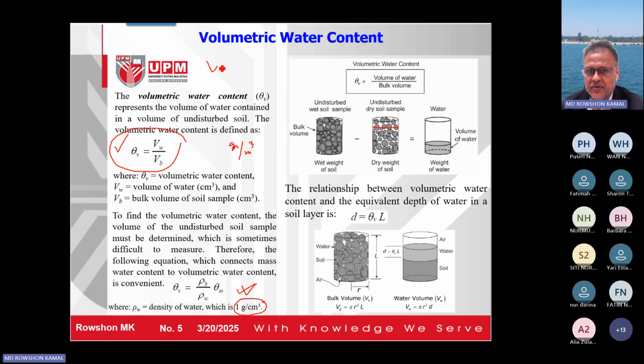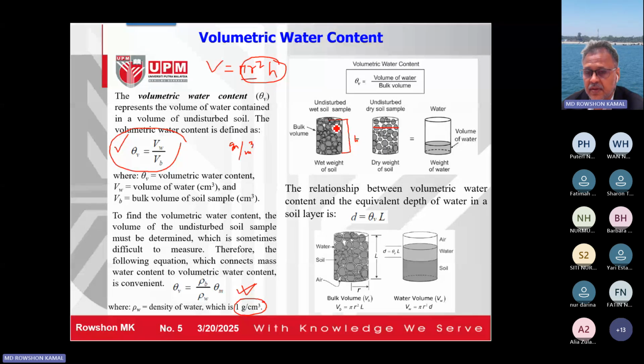Okay, because V is what? V is pi r square H, is it? So r means the radius of this cylinder, inside radius or inside diameter, or you can say pi d square by 4 into H. Okay, and then H is the height of the soil column. Okay, H. So if you multiply, then you can find the volume.